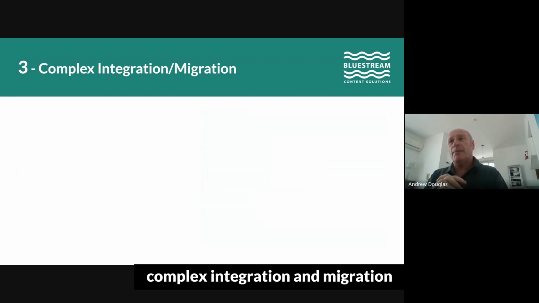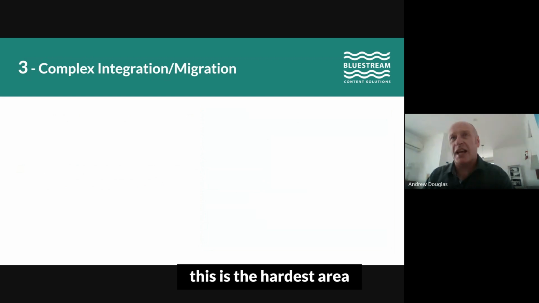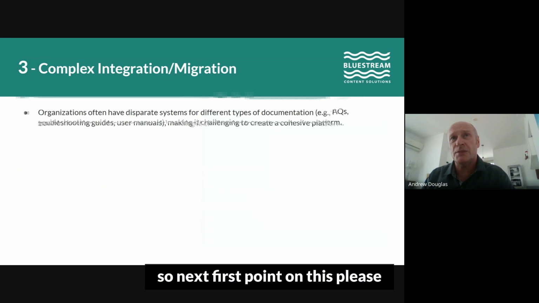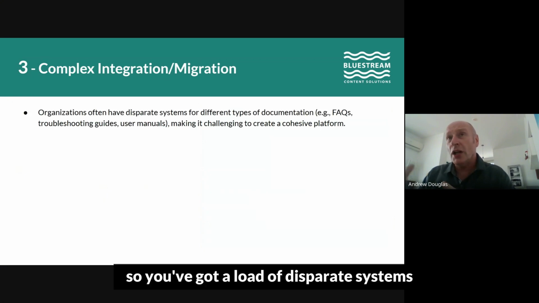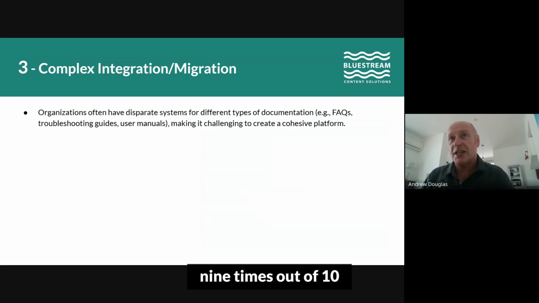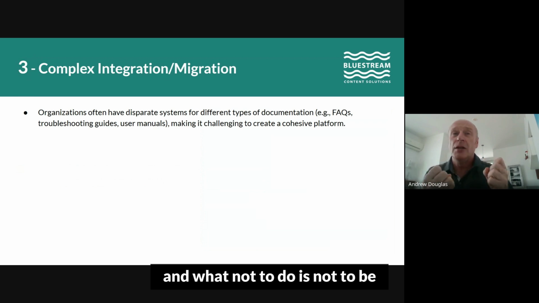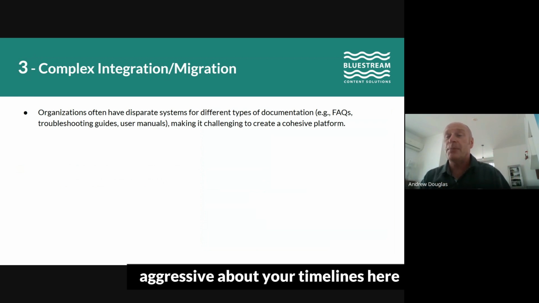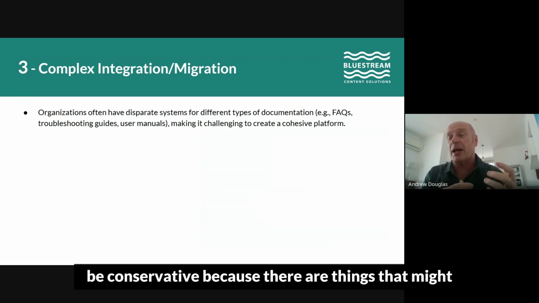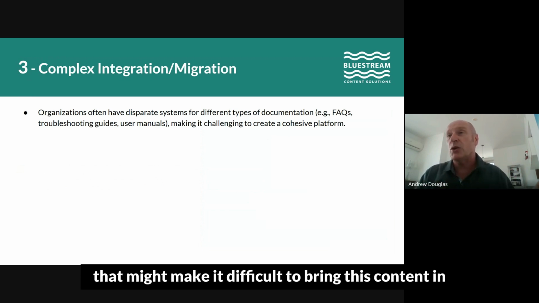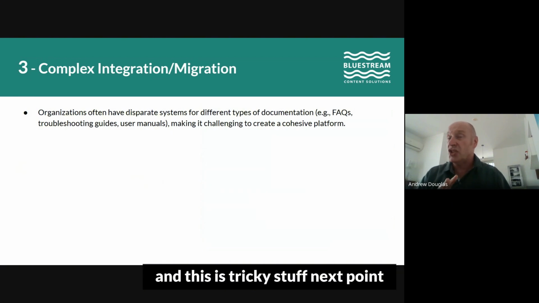Complex integration and migration. This is the hardest area, so be careful and make sure you map this out. First point on this, please. You've got a load of disparate systems nine times out of ten, and making this into a cohesive unit is challenging. What not to do is be aggressive about your timelines here. Be conservative, because there are things that might happen in your content, and they might not be technical challenges, that might make it difficult to bring this content in. This is tricky stuff. Next point.